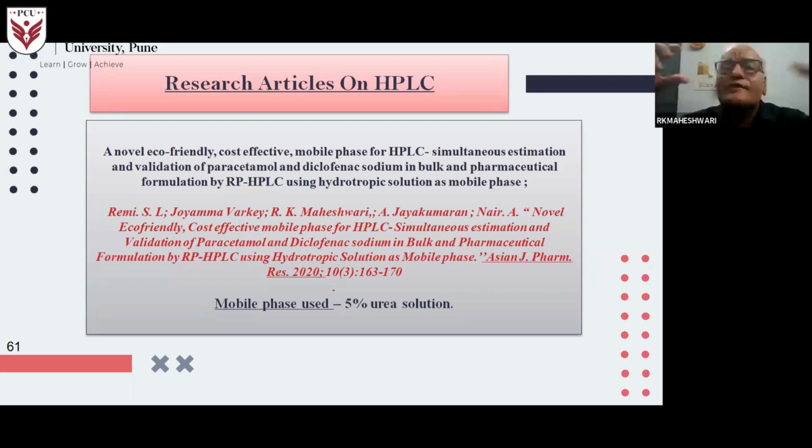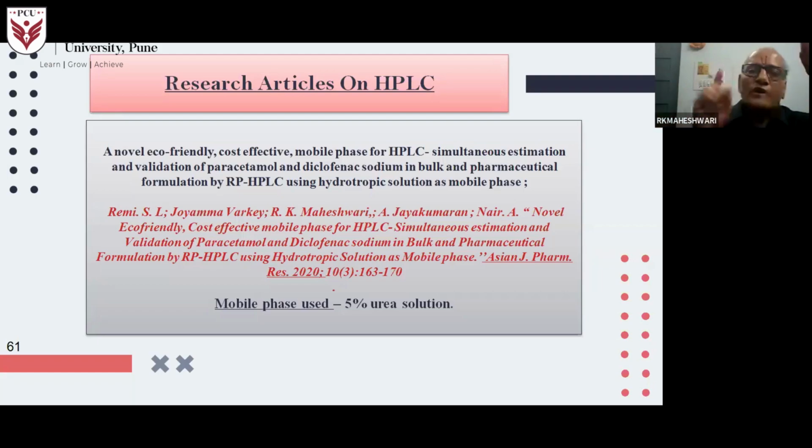Forget about the water insoluble drug by HPLC. Select a water soluble compound and perform the reverse phase HPLC using 3% sodium acetate solution, or 2% sodium acetate plus 2% sodium benzoate solution, permutation and combination of these different compositions. If you take 5 or 6 blends, definitely you will get success for your compound.